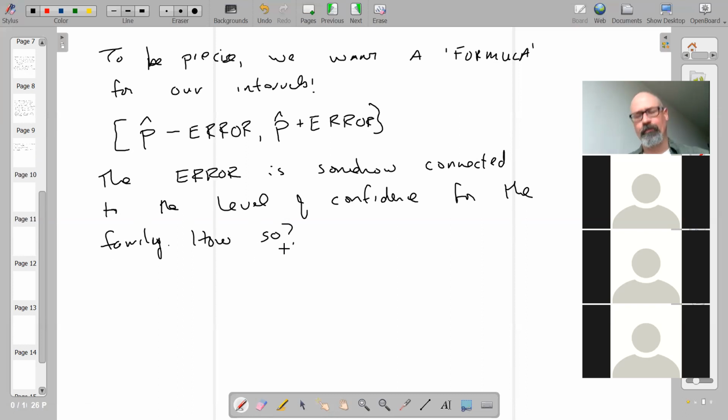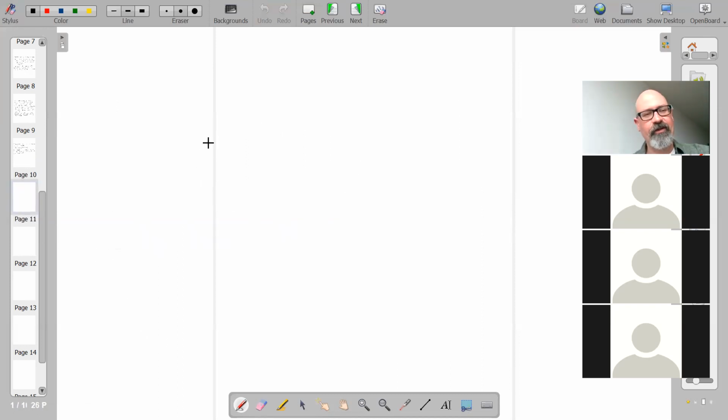How is it connected to the confidence level? In what way? So let me move on. I think I need the nice blank page.